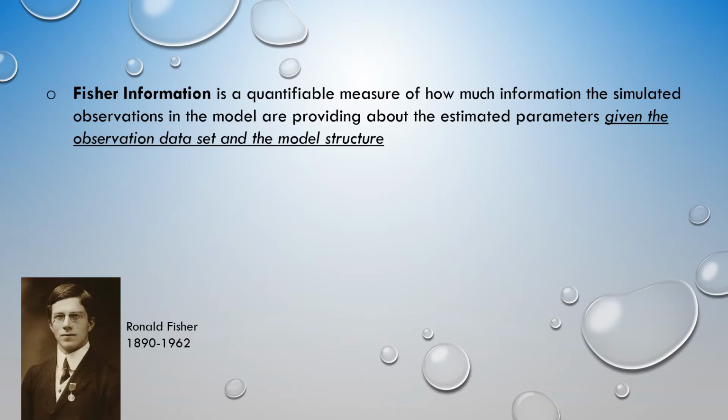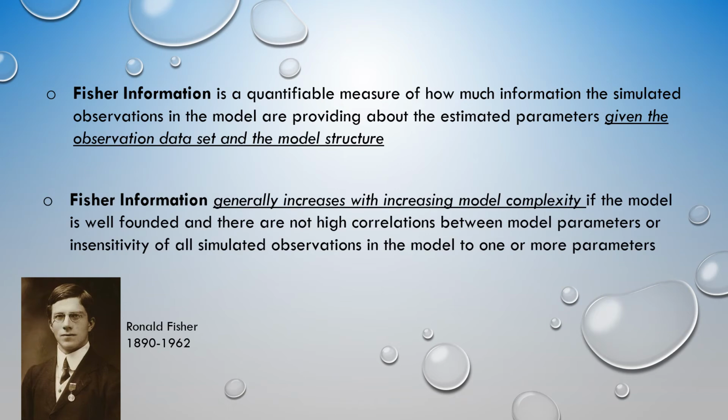Fisher information is a quantifiable measure of how much information the simulated observations in the model are providing about the estimated parameters, given the observation data set and the model structure. Fisher information generally increases with increasing model complexity if the model is well-founded and there are not high correlations between model parameters or insensitivity of all simulated observations in the model to one or more parameters.